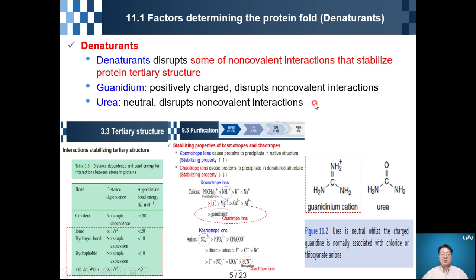And also another denaturant is urea. This is the urea structure. It is nearly similar to the guanidium cation. At the center they have the carbon. They have an amine group and an amine group. Instead of the third amine group, they have the carbonyl group like this. But the function is nearly similar to guanidium. Urea is neutral, but this one also can disrupt non-covalent interactions.